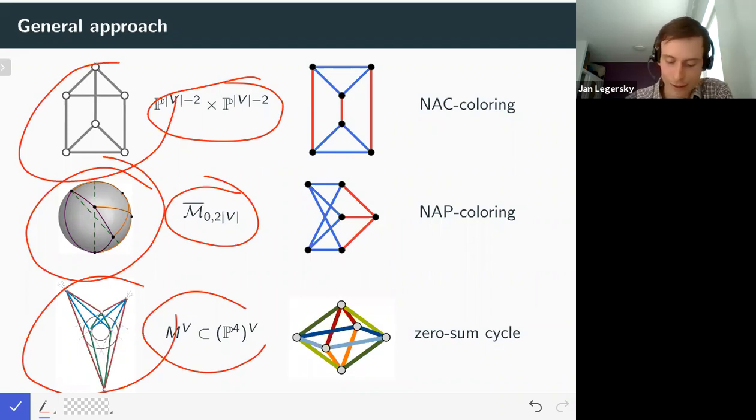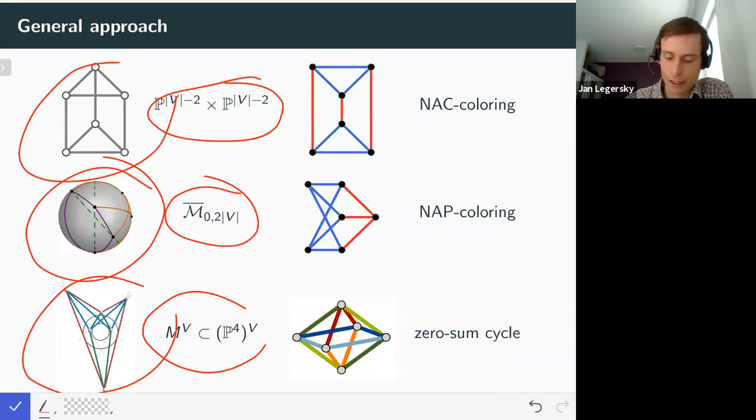For the spherical case, we get something that we call NEP coloring. That means no alternating path. So it's prohibited that we would have a blue, red, blue, or red, blue, red path. That's the case for the sphere. And by studying the boundary points for the Möbius model, in case of polyhedra, we get our zero-sum cycles.